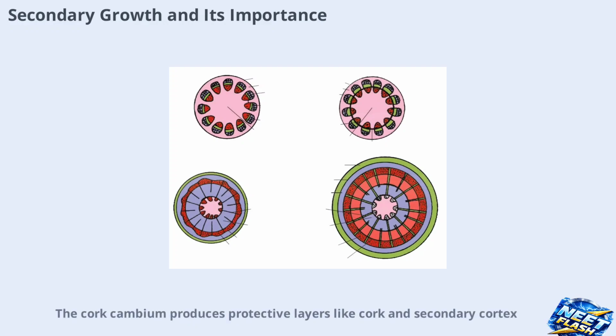Cork cambium produces protective layers like cork and secondary cortex, replacing the epidermis as the plant grows. Secondary growth provides mechanical strength, durability, and increased capacity for water and nutrient transport, which are essential for supporting larger and older plants. Monocots generally lack secondary growth due to the absence of cambium.